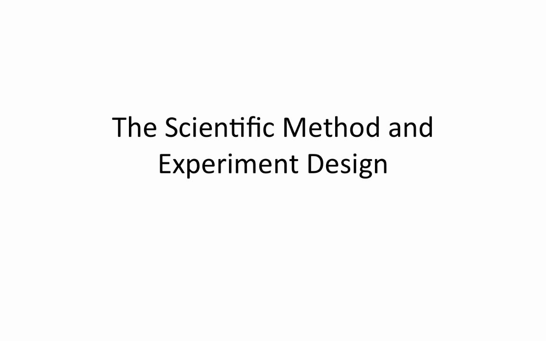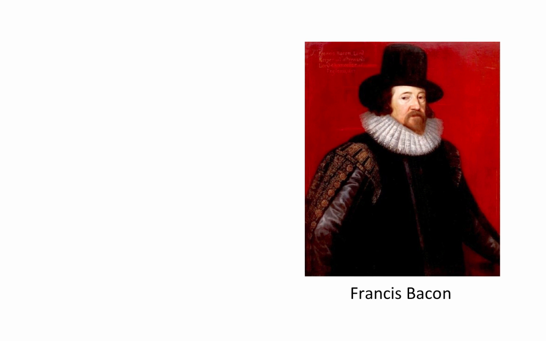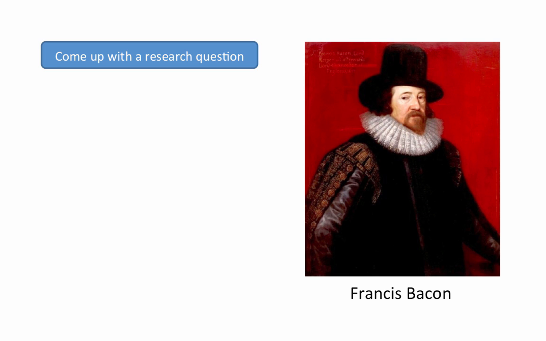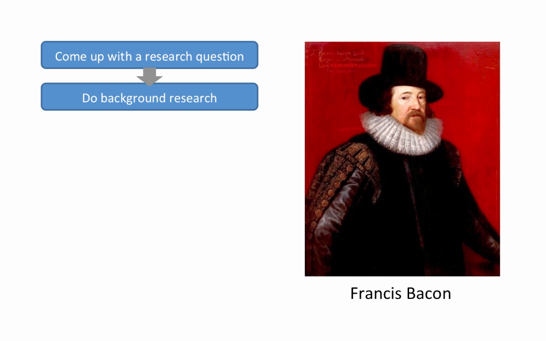In this video, I'm going to explain the scientific method and some basics about how to design your experiment. The scientific method was supposedly developed initially by this guy, Francis Bacon, and basically it has these 6 steps. First, you come up with a research question, then do background research on that topic.